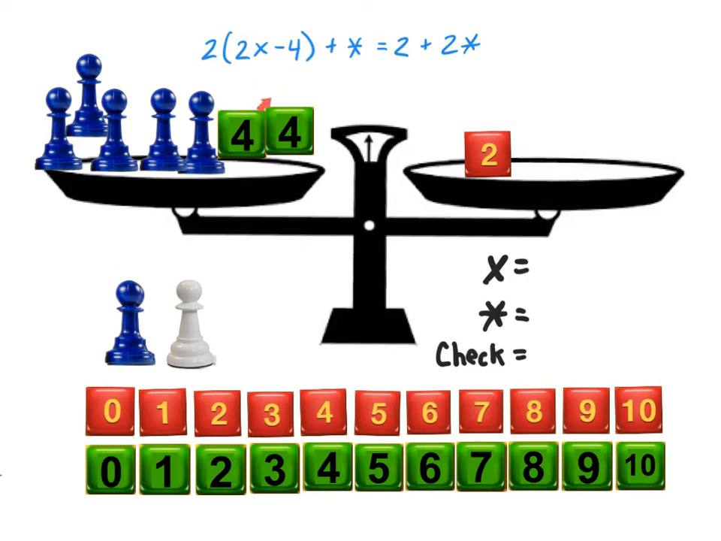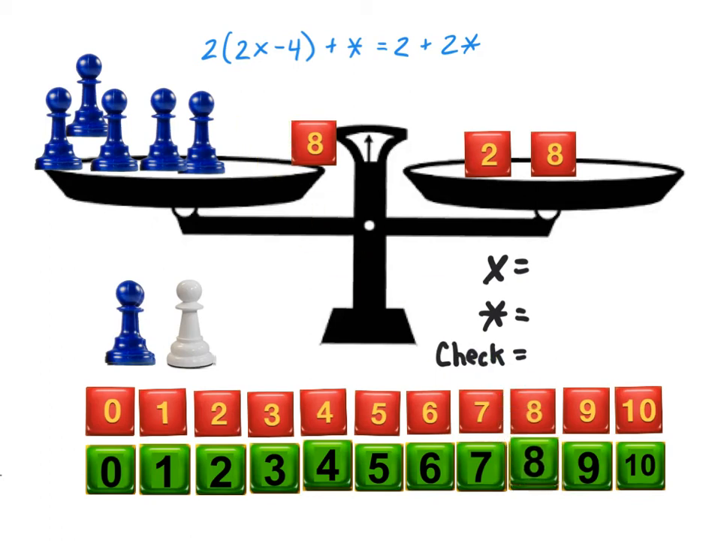To get rid of these two 4s, and these two 4s really are an 8, so I think I'm just going to go ahead and trade them in for an 8 so it doesn't look like they're two separate numbers. To get rid of those, I'm going to add a positive 8 to both sides and create a 0 pair on the left-hand side. So now that I've created a 0 pair on the left-hand side, I can remove that 0 pair that has a value of nothing. And now I have on the left 5 x's and on the right 10.